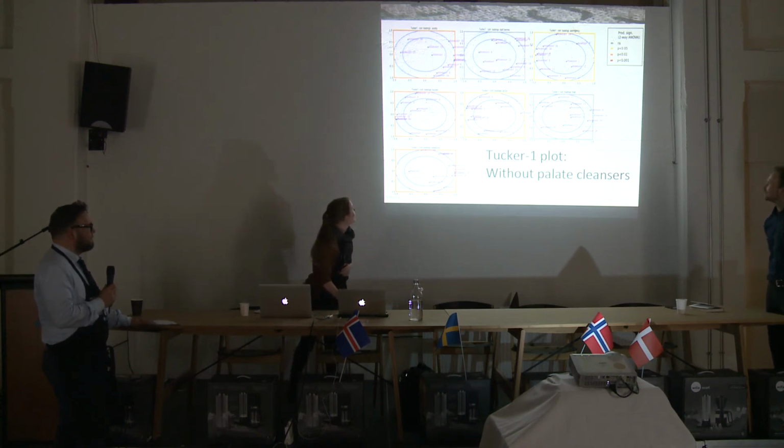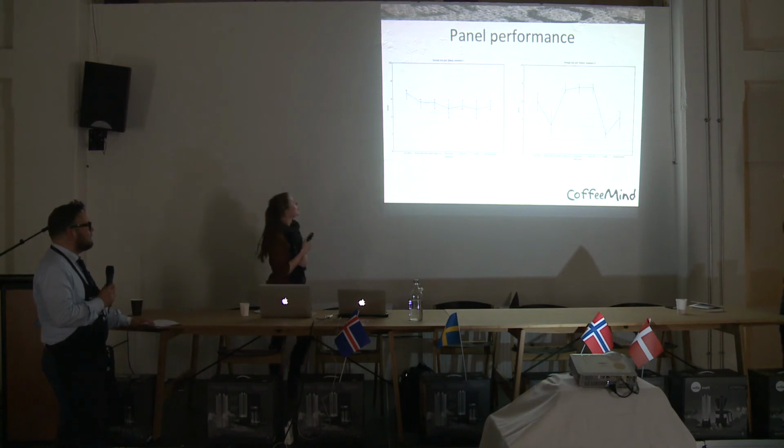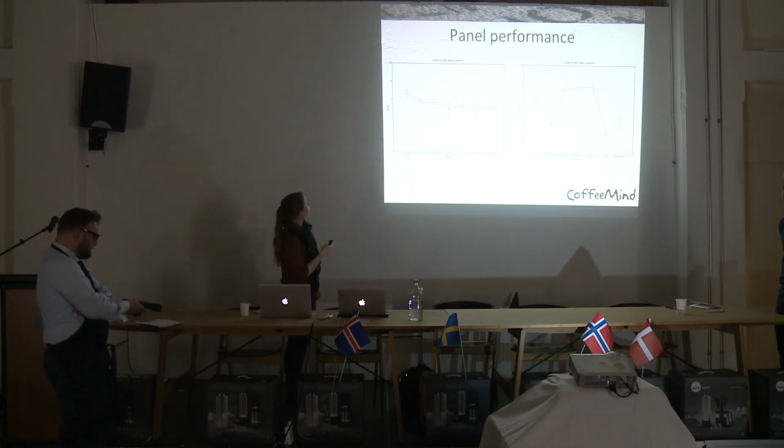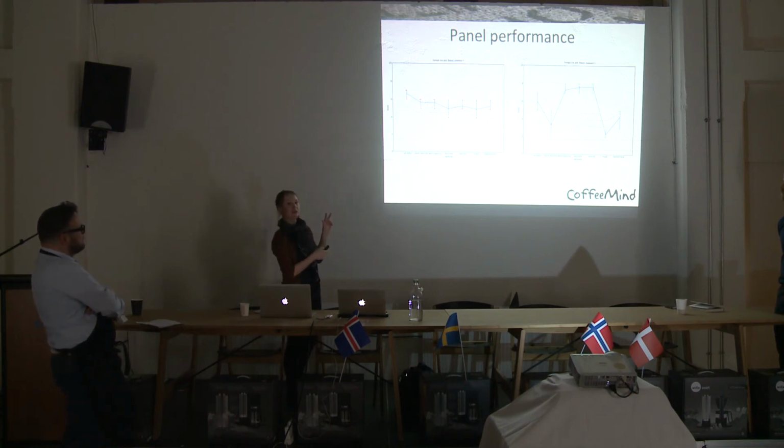So the last thing is that if you want to look at how each assessor performed, this is just to show you what you can get out of the program. Here we have assessor 1. The red dotted lines show the panel average when you are rating the baked attribute, and each of the dots is the 3 replicates that you were tasting.